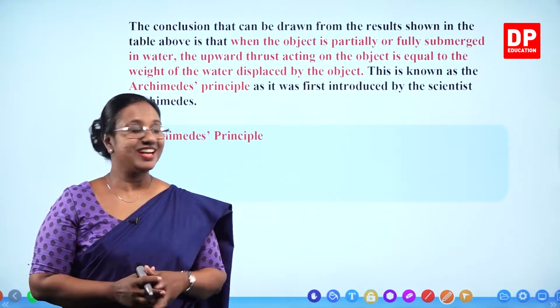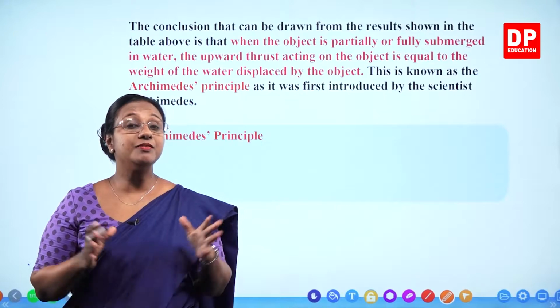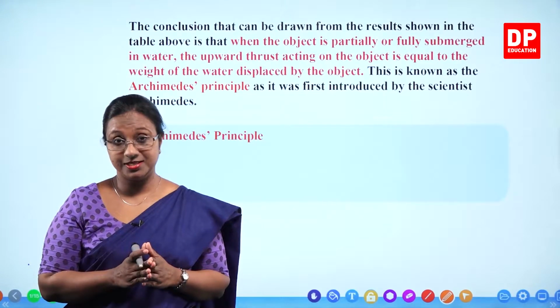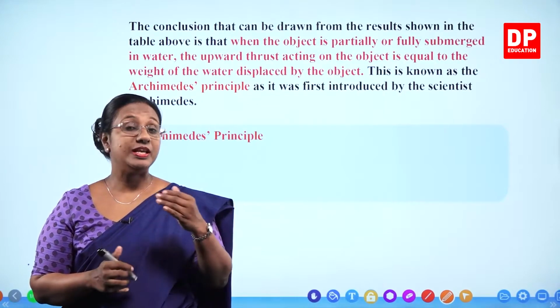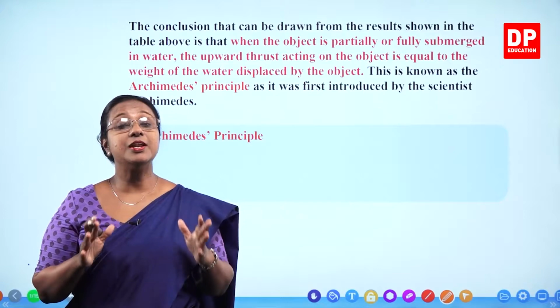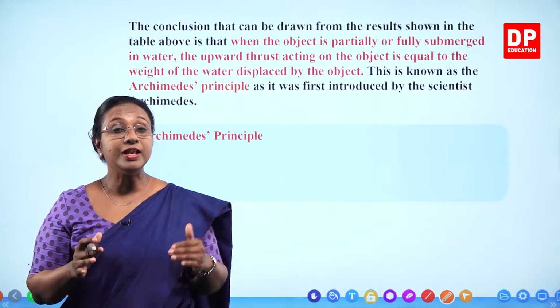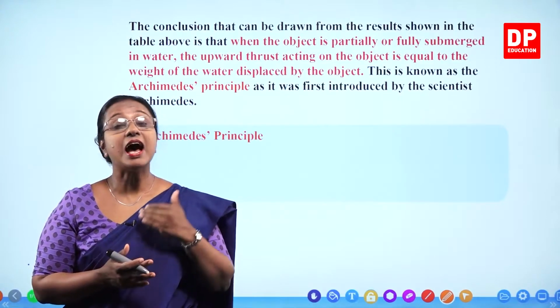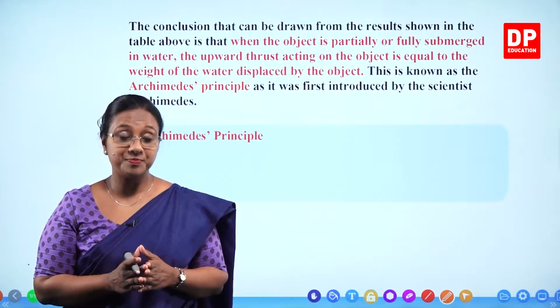Okay, students. Now I'm going to continue the chapter. In the previous chapter, we discussed what upthrust is. I'm sure you all can understand what upthrust is. We did the activity. So you know, when we immerse an object partially or completely in a liquid, the liquid or the fluid exerts an upward thrust, an upward force. That is what we called as upthrust.